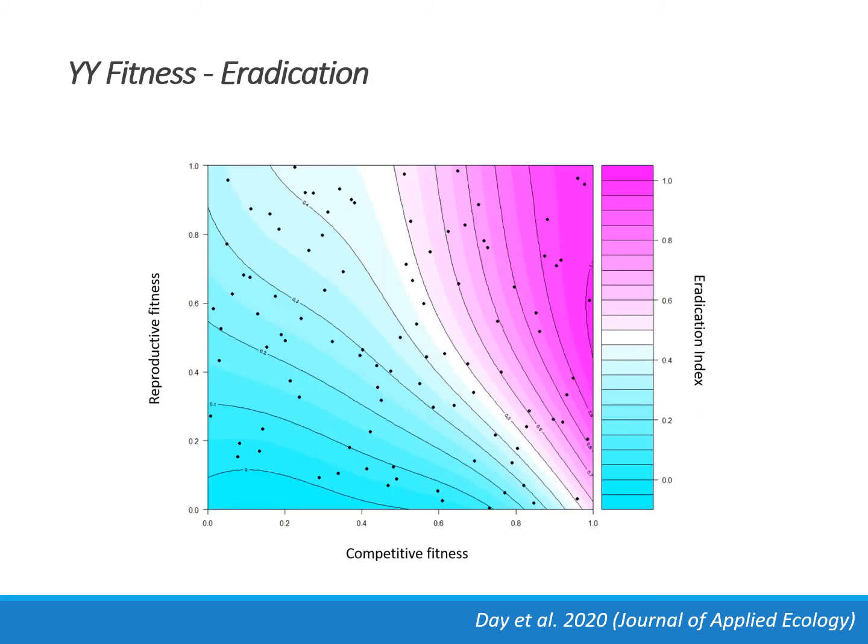Here we have a contour plot of fitness, and on one axis we have reproductive fitness, and on the other axis we have competitive fitness. And we ran a bunch of simulations across this landscape of varying levels of reproductive and competitive fitness. And then the color shows you how successful that simulation was in terms of eradicating brook trout. And what we noticed from this is that the simulations were, especially at high levels of fitness, really sensitive to higher levels of competitive fitness, in that regardless of where reproductive fitness was at, lowering competitive fitness had a strong impact on the success of the program.